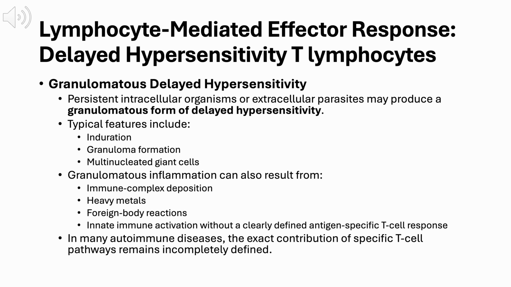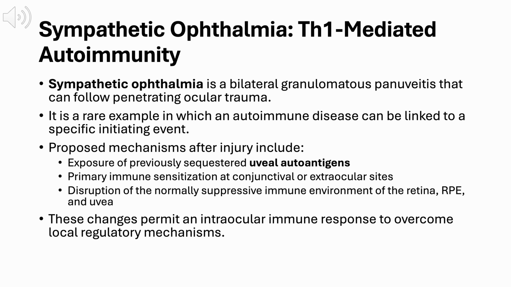Sympathetic ophthalmia is one of the most instructive diseases in all of ocular immunology, so let's give it proper attention. Clinically, it's a bilateral granulomatous panuveitis that can follow penetrating ocular trauma to one eye, with the fellow, sympathizing eye, becoming inflamed. What makes it so valuable pedagogically is that it's a rare example in which an autoimmune disease can be linked to a specific initiating event, the injury.